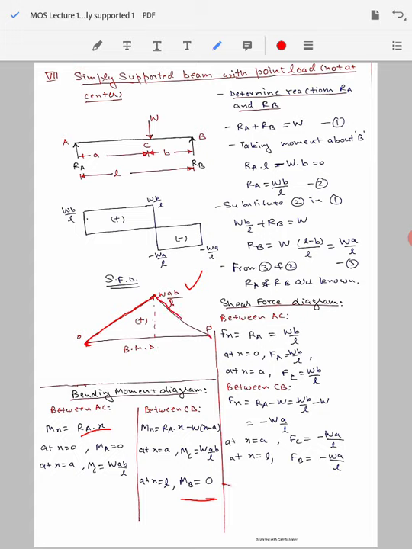So there will again be a downhill, a down slope, and again because there is a linear relationship in this equation, there will be a straight line appearing here from WAB by L to 0. So this is going to be my bending moment diagram.